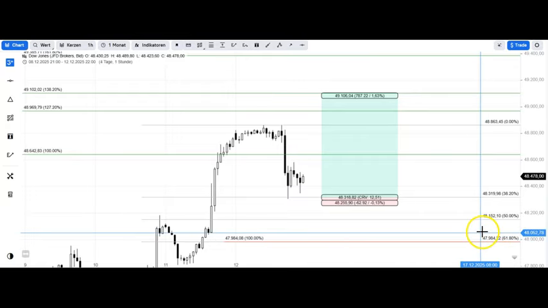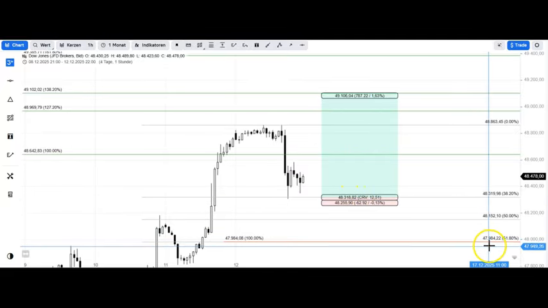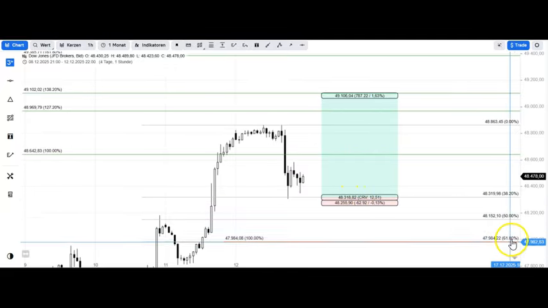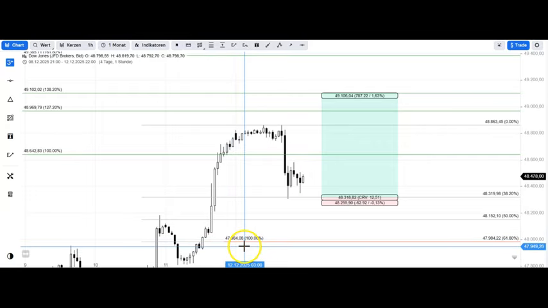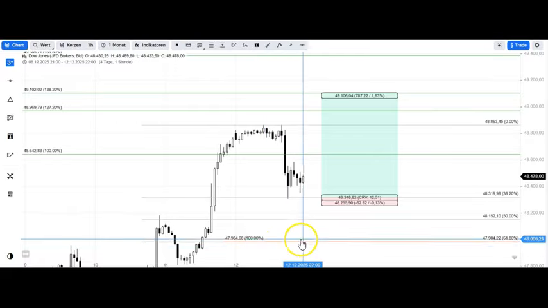Important level here for the Dow, if this level doesn't hold, is 47,984. It's a 61.8 retracement and a 100% trigger at 47,984. Same level, very important support at the Dow.